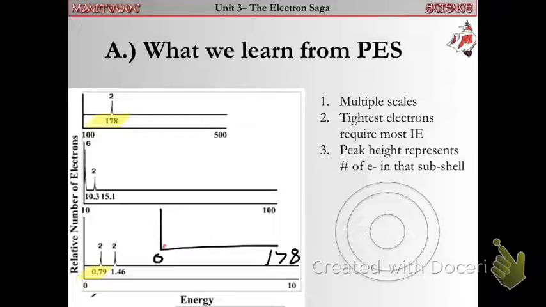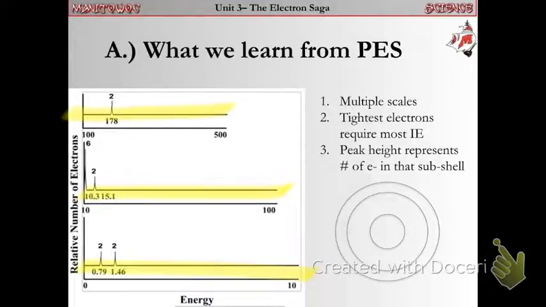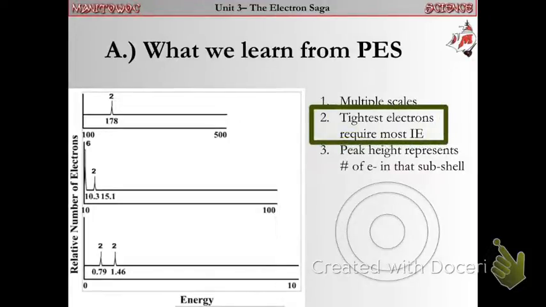And so what we do is we just divide our PES into 3 different scales: the small scale, the medium scale, and the large scale. Okay? What you have to remember when looking at these scales is whatever is on top, that's your core electron traditionally. Those are the electrons that are tightest or closest to the nucleus. They're the ones that are the most difficult to remove. So the tightest electrons require the most ionization energy. Right there, and that's those guys right there.